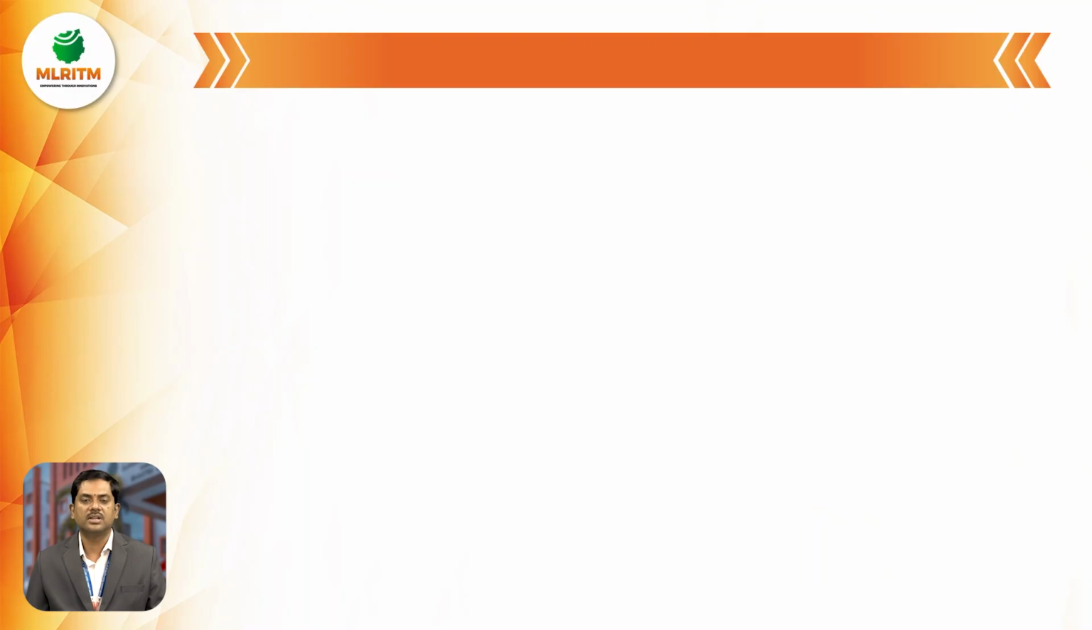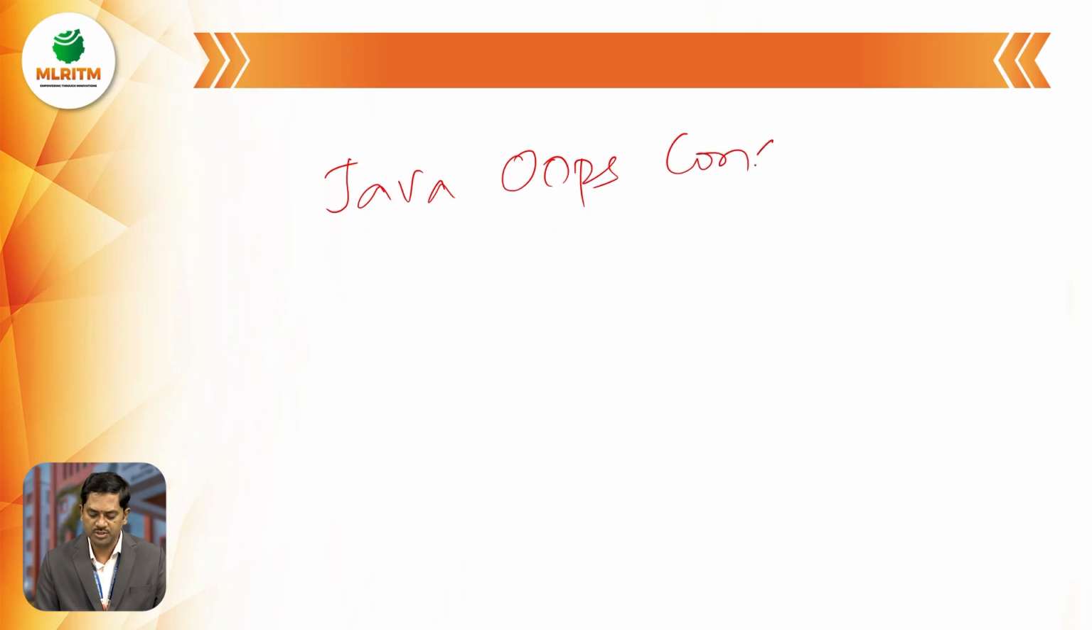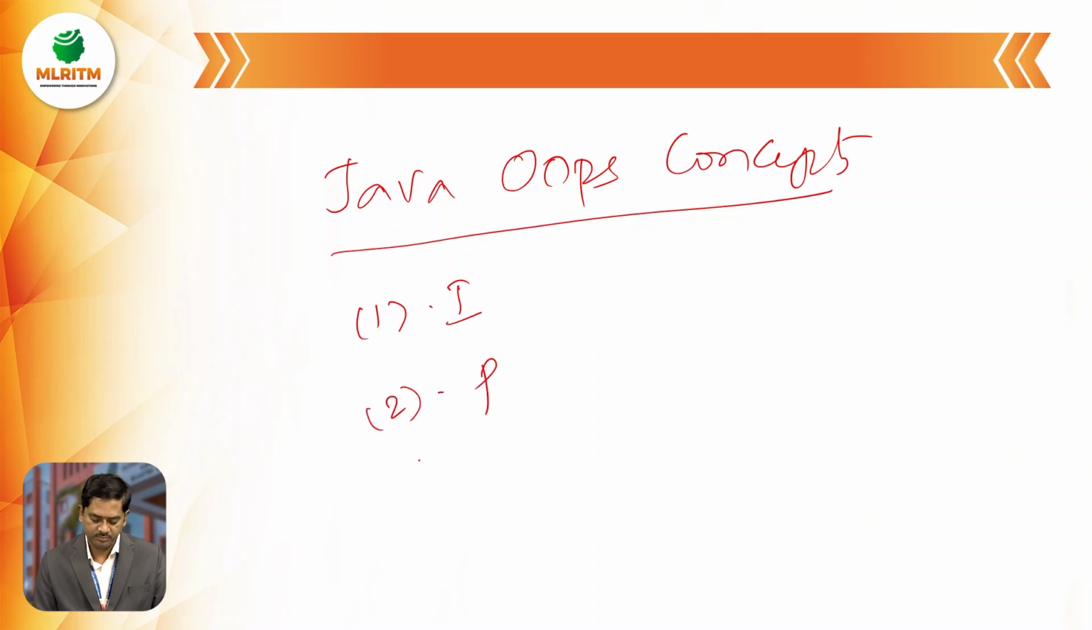This is about the structure, and now coming to the Java OOPS concepts. Basically, there are 4 types: abstraction, polymorphism, inheritance, and encapsulation. These are the 4 Java OOPS concepts. This can be easily remembered, as we know IKEA; I call it IPEA.